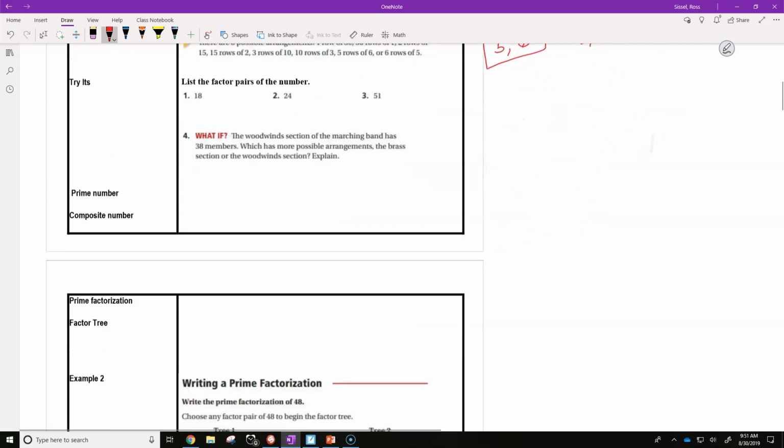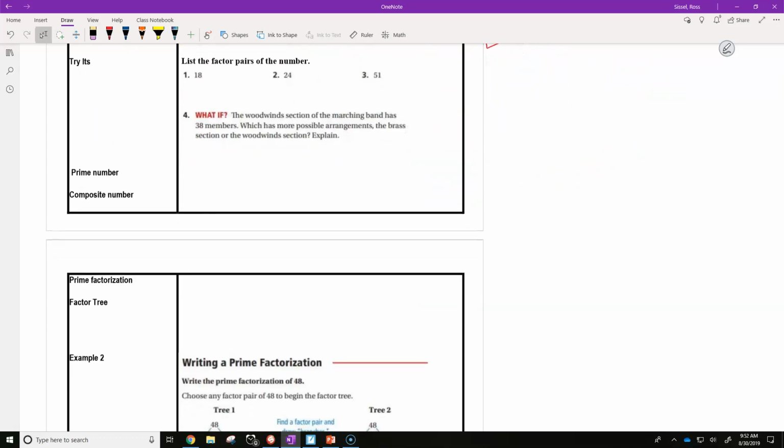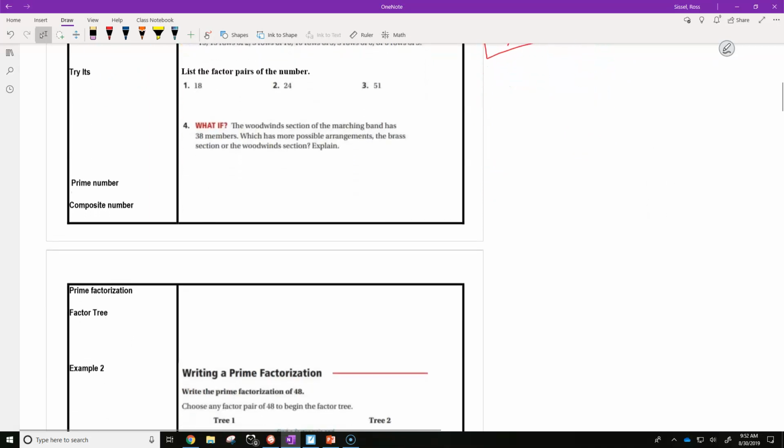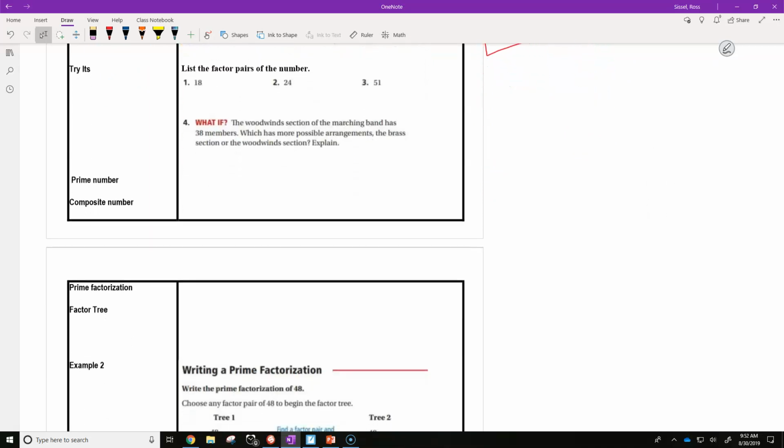Okay? So, let's use that idea. All they did was take the factor pairs and apply it for here. I want you to do the try. The instructions say list the factor pairs. So, did I have to list one? When I did 30, did I also have to list 30 and 1? No, you don't have to. If you list 1 and 30, that's going to count as both. So, go ahead. Can you find the factor pairs of 18? You may work with your table group if need be.